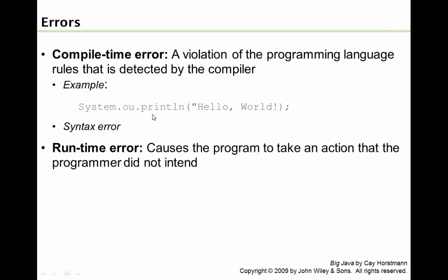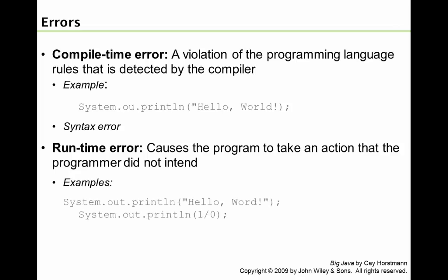So typically compile time errors or syntax errors are just oversights when you're writing the source code. Now a runtime error is a little bit different. A runtime error causes the program to take an action that the programmer did not intend. So this is the point where you've already compiled it, the program is actually running, and then something weird happens and the program perhaps stops responding.